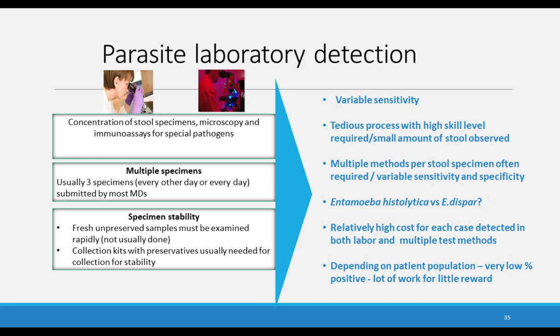There are also multiple methods that are required to examine a stool if you're looking for the parasites, and some of these methods might have variable sensitivity and specificity. When we're looking at a slide, we're unable to tell the difference between Entamoeba histolytica and dispar. Also, it costs quite a bit of money for each case detected in both labor and multiple test methods. Also, as I've said over there on the left-hand side, a lot of people want to order multiple specimens. The standard has always been 3 specimens collected per patient, and so that adds to the volume in your laboratory and the cost because you're doing so many specimens per patient.